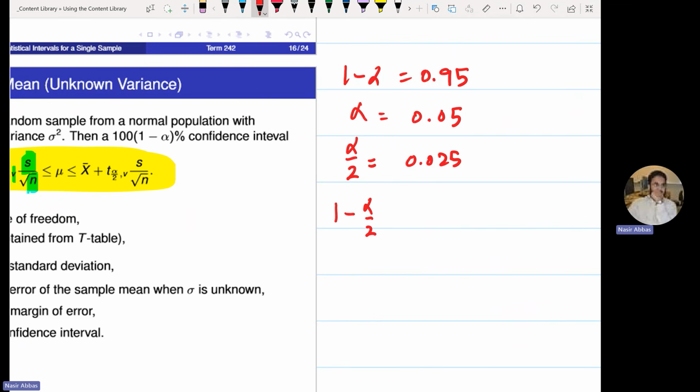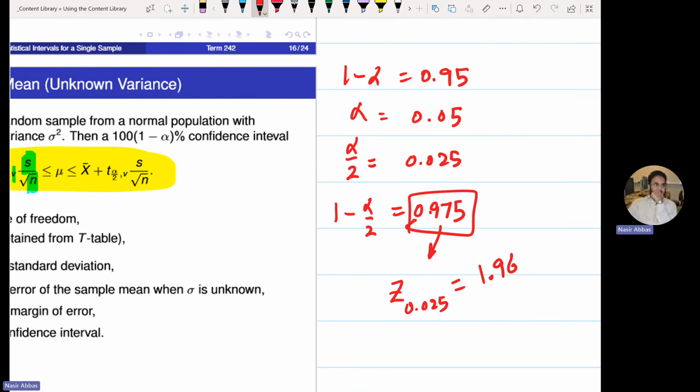Why 1 minus alpha by 2? Because the z table is given in less than form, and you have to look for the upper tail area. And to look for the upper tail area, you take the complement in terms of 1 minus. So 1 minus alpha by 2 is 0.975. Then you go to the z table. You look for this value 0.975 inside the z table. And the corresponding value of z, you call it z alpha by 2, 0.025, and this, I think, was 1.96.